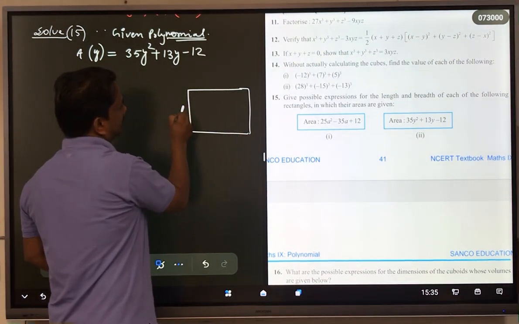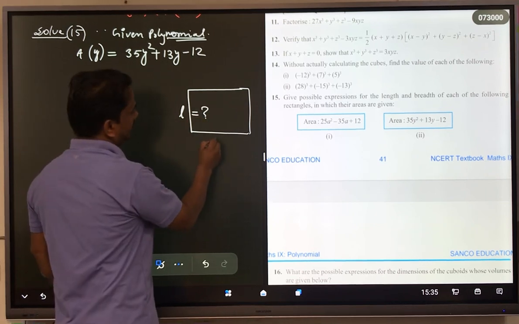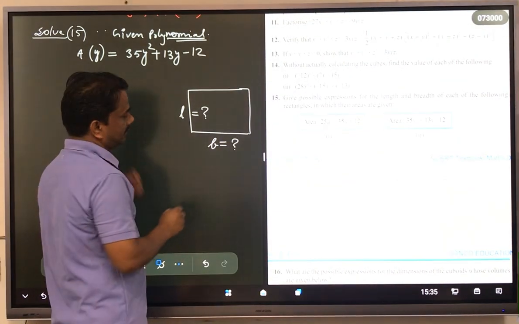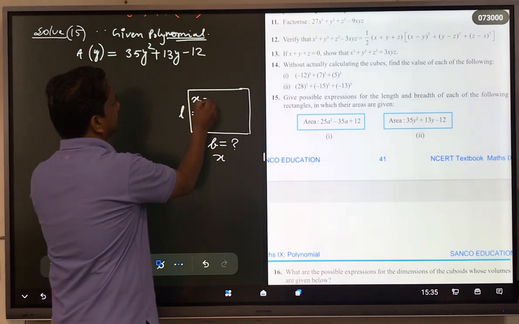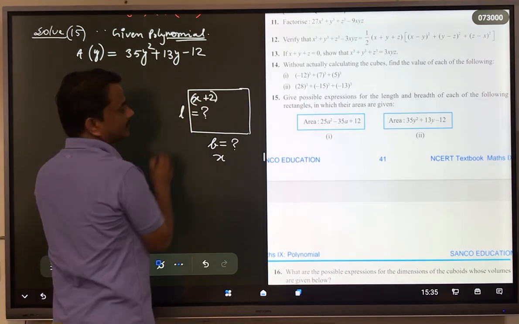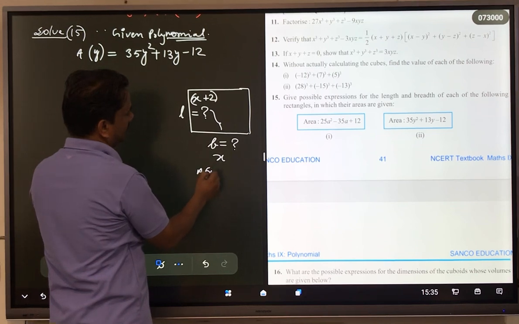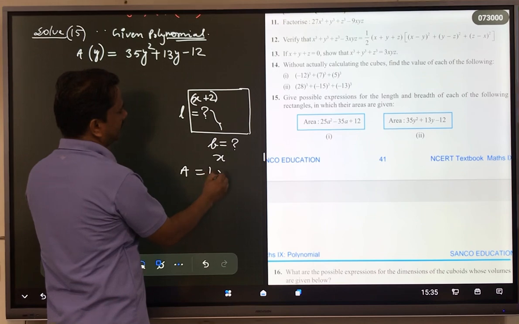It will have some length. I don't know what the length will be. Second, it will have a breadth. I don't know what the breadth will be, right? Suppose its breadth is x and its length is more than that by 2, that is x plus 2. If I multiply them together, therefore the area here is length into breadth.